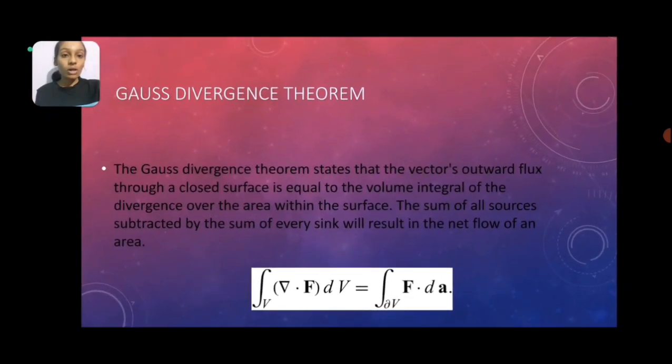Finally, coming to the Gauss divergence theorem. The Gauss divergence theorem states that the vector field's outward flux through a closed surface is equal to the volume integral of the divergence over the region within the surface. The sum of all sources subtracted by the sum of every sink will result in the net flow of an area. Integral over V of del · F dV = integral over the boundary ∂V of F · dA.